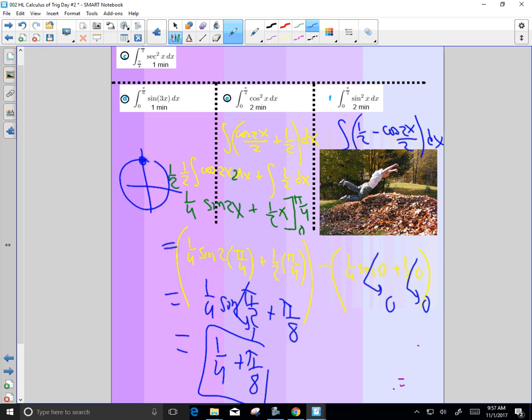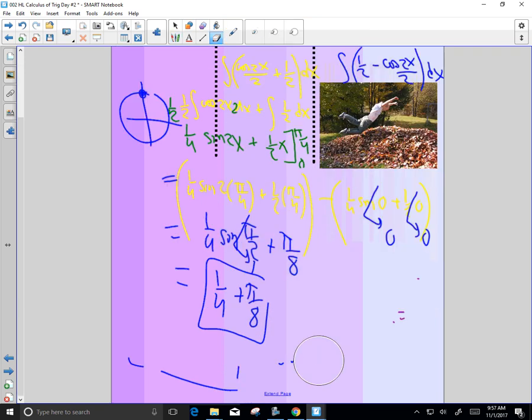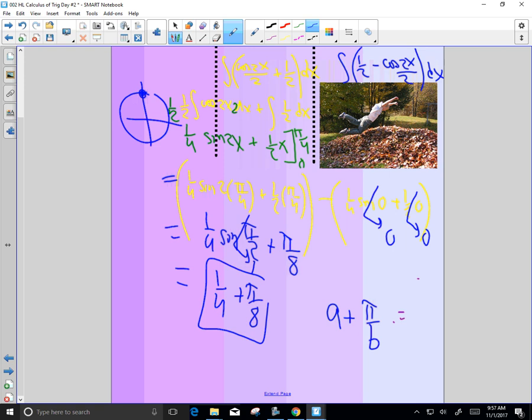Yeah. I think this is great. In IB, sometimes what they'll do is they'll say, put it in the form A plus pi over B form. Or they'll say A plus pi all over B form. You could do either of those, couldn't you? But if it doesn't say, I'm fine with either one. If you got this far, holy cow. Terrific. Bam.